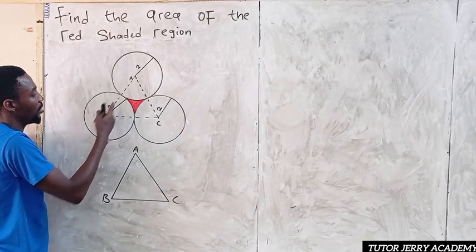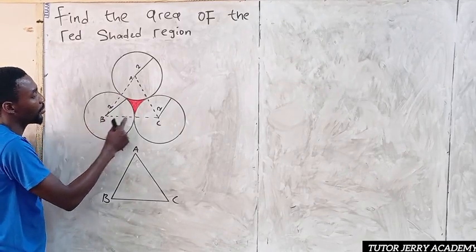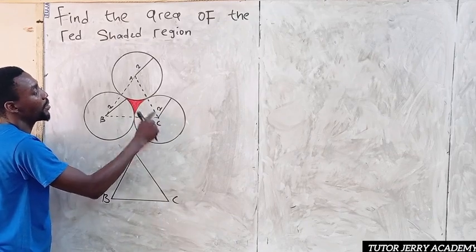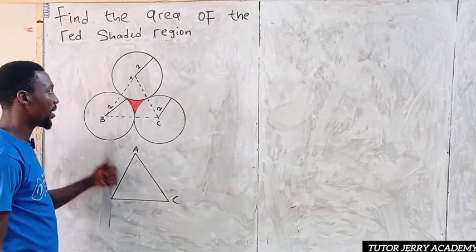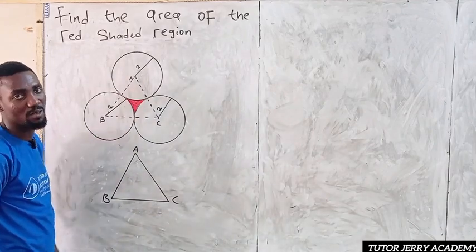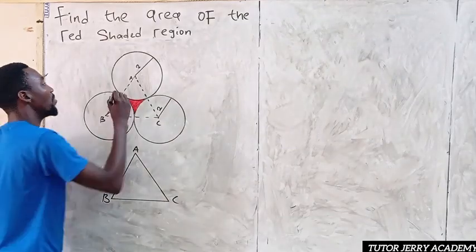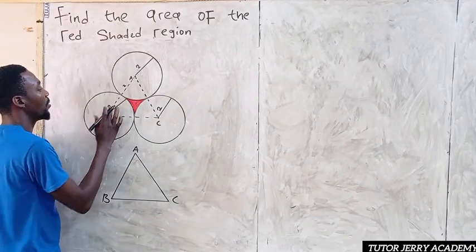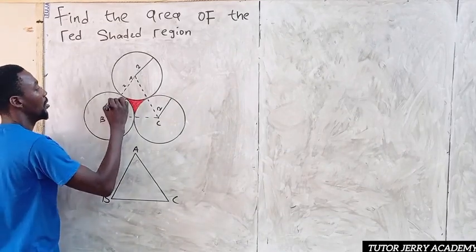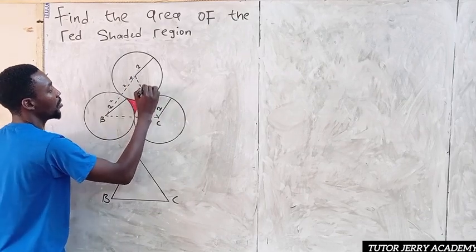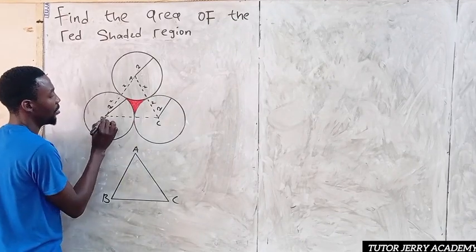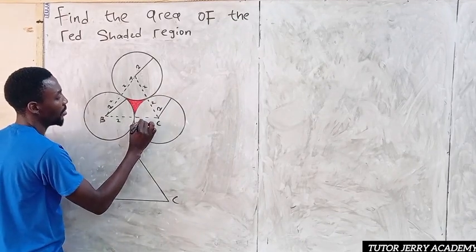Now, to take note of this, we said from this point to this point is radius. From this point to this point is another radius. And don't forget, we said the radius of each of these circles is 2. So it means from here to here is also going to be 2. From this point to this point is going to be 2 units. From this point to this point is another 2 units, then 2 units.